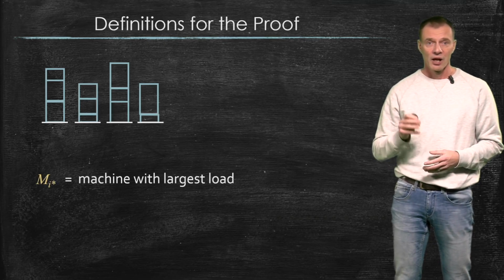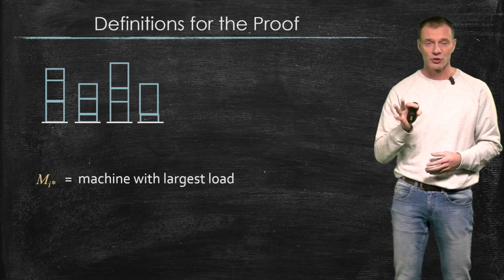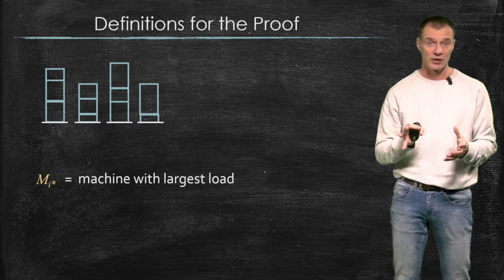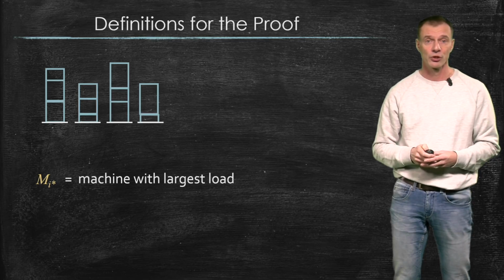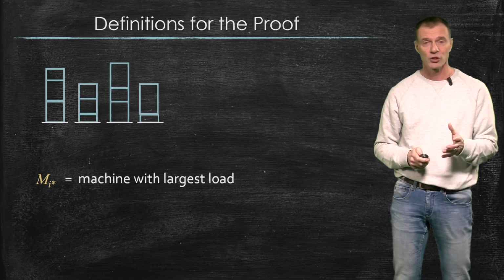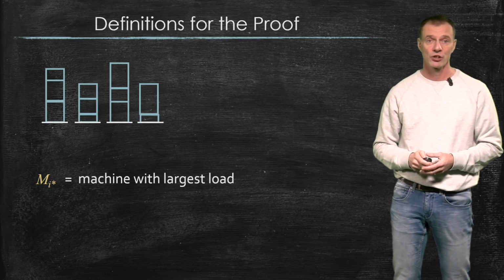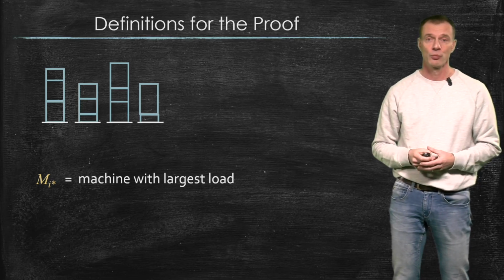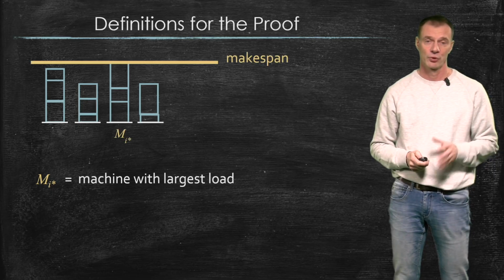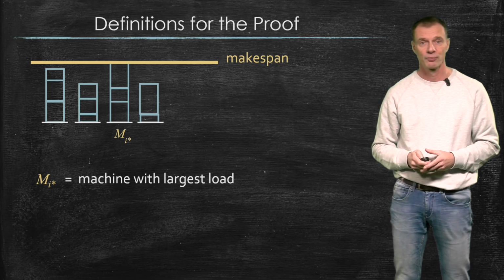Okay, so first let's look at the machine that determines the makespan. That's the machine with the largest load, and I denote that machine by mi star. So i star is the machine with the maximum load, so here this would be the third machine. Remember, mi star is the machine that determines the makespan.